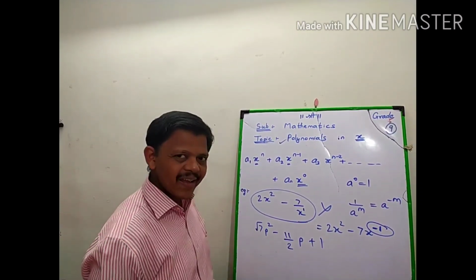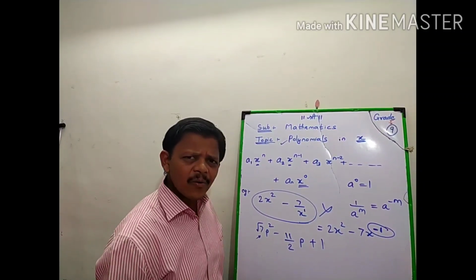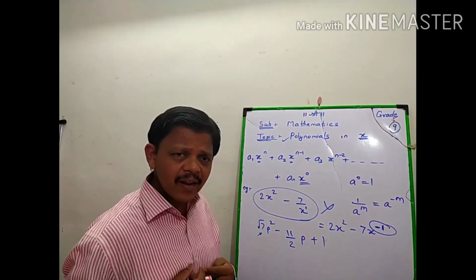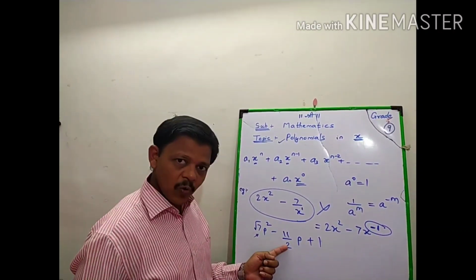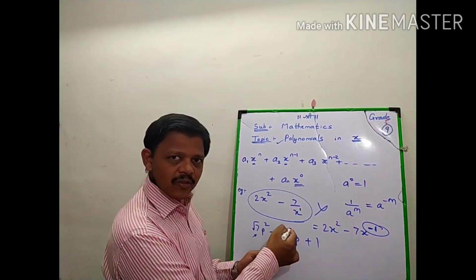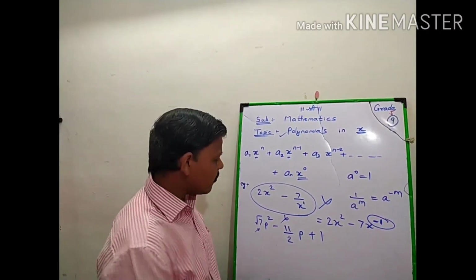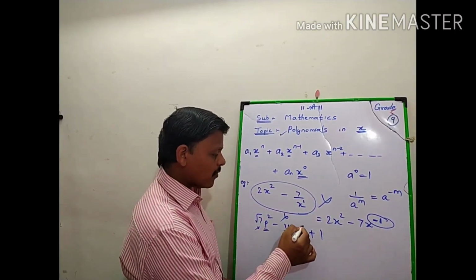No. Why? Because I had told you we are not interested in the coefficients. Let the coefficient be anything, it makes no difference to us. We are interested in the variable and its power. Now this is 11 upon 2. Means should I write it as 2 raised to minus 1? Not needed because the coefficient makes no difference to us. We need the variables. Power of p is 2. Power of p is 1.